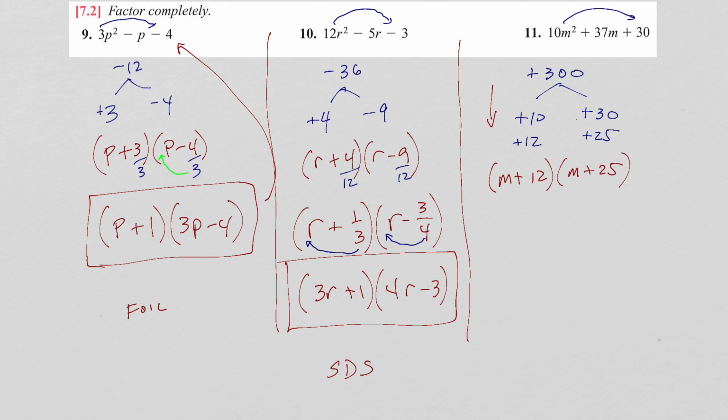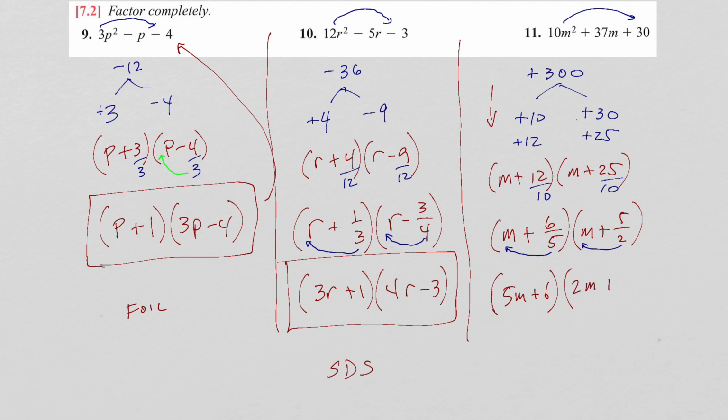Sometimes this work takes a little longer, but we have m plus 12 and m plus 25. So I'm going to divide each side by what I slid over, the 10, and I'll reduce. Dividing by 2 gives me 6 over 5. Dividing by 5 gives me 5 over 2. And then I'll slide this back, and I'm going to end up with 5m plus 6 and 2m plus 5.